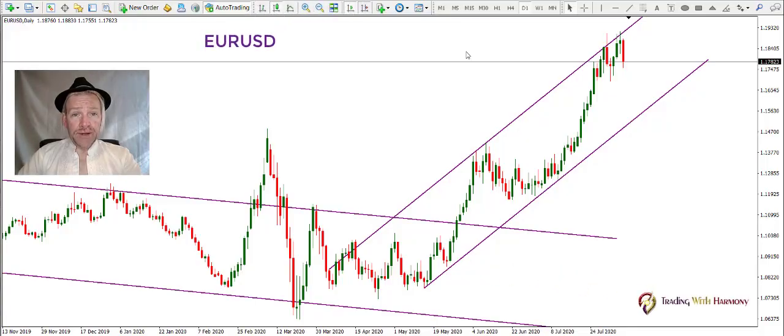Alrighty then, so here we are with the euro dollar. We can see here the price is in an ascending channel at the moment, and it's hitting the top part of this ascending channel. Let's go into the 4 hour and have a look.